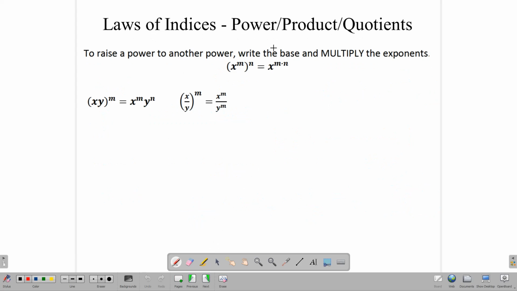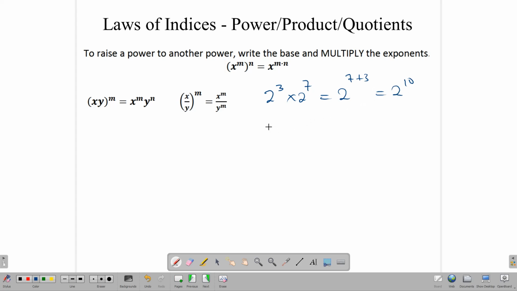Now let's look at when we're writing out powers and products and quotients. So when we're using the multiplication rule, we can say 2 to the third times 2 to the 7th would give us 2 to the 7 plus 3. And that would give us 2 to the 10th.